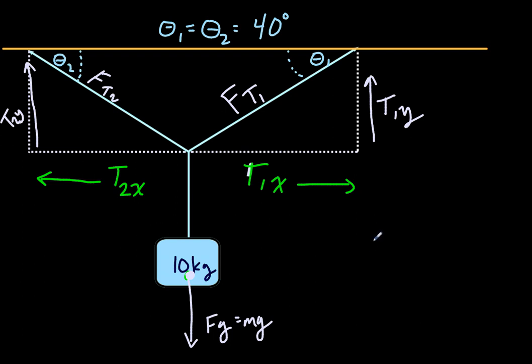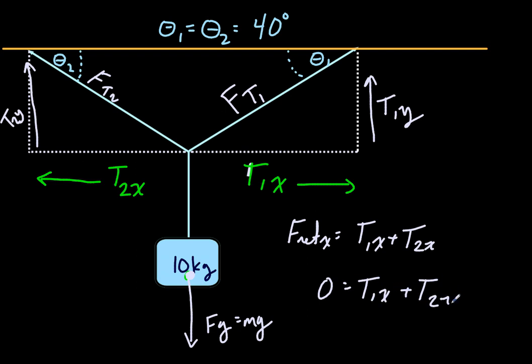I think probably what you'll notice is that T1x has to be exactly equal to T2x, but in opposite directions. Okay? So if we say F net x is equal to T1x plus T2x, and we know that F net x has to be equal to 0. It's not moving side to side. It's not accelerating side to side. Then same logic as before.